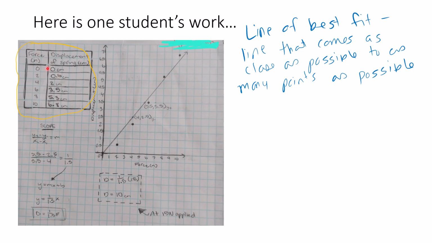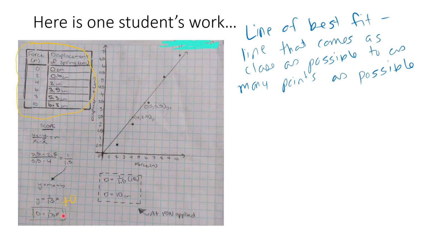So she had drawn her line to go through the origin, so her y-intercept was 0, and she did not bother writing the plus 0. She could have plus 0 there. And then right here, she just subs out the variables.